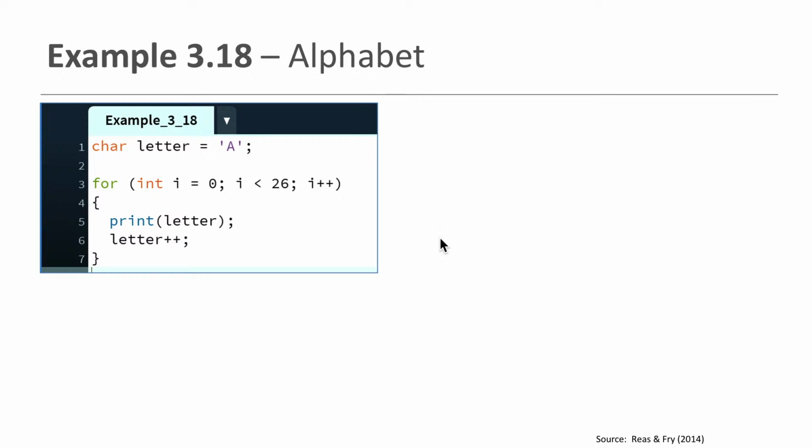So here we've got an example of using the Unicode character set and knowing about these numbers. We've got a loop going from 0 to 26 because there's 26 characters in our alphabet. If we say that char letter is assigned a value uppercase A, and then we print out the letter, it's going to print out our letter A, and we're incrementing letter by 1 every time, so that's going to change the Unicode value by 1.